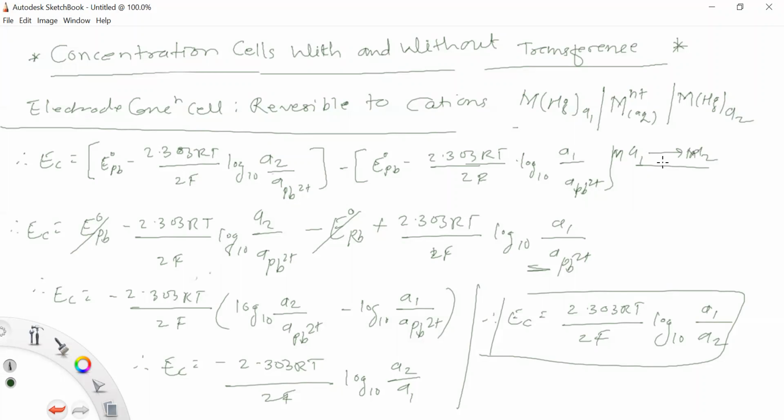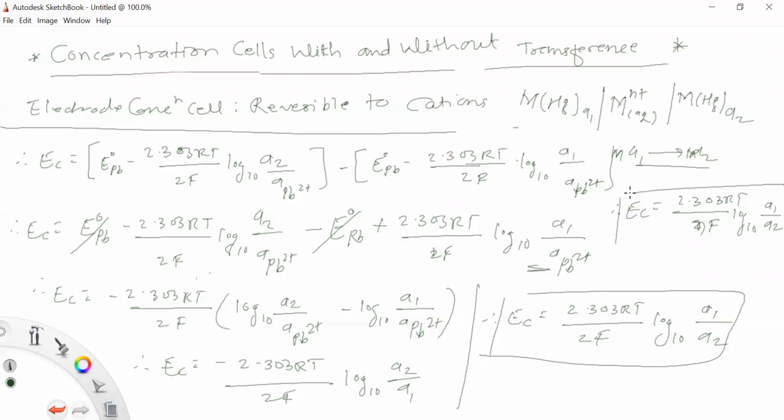This is the cell reaction, and the general EMF for this one, we can directly write there the EC is equals to 2.303 RT upon 2F, or NF. We can write here NF. This is more correct. Log of to the base 10, that is activity A1 upon activity A2.